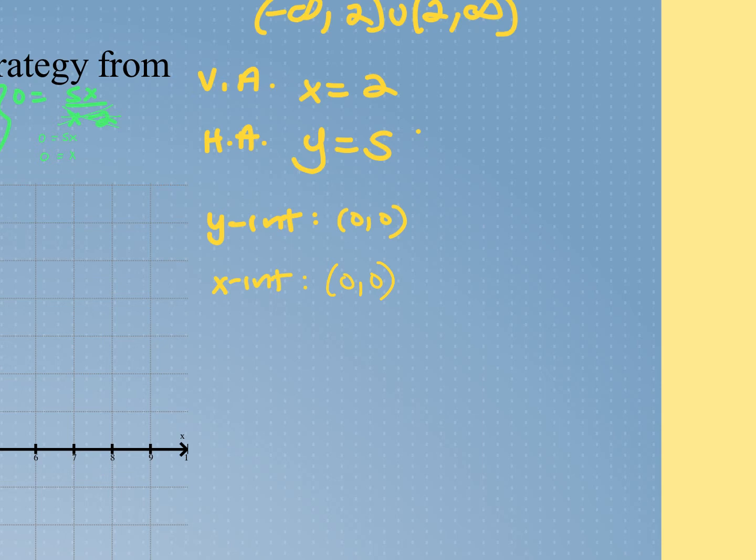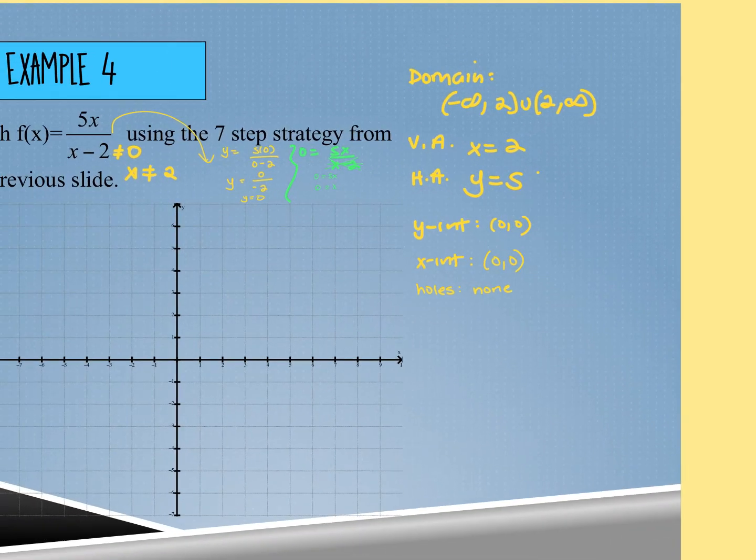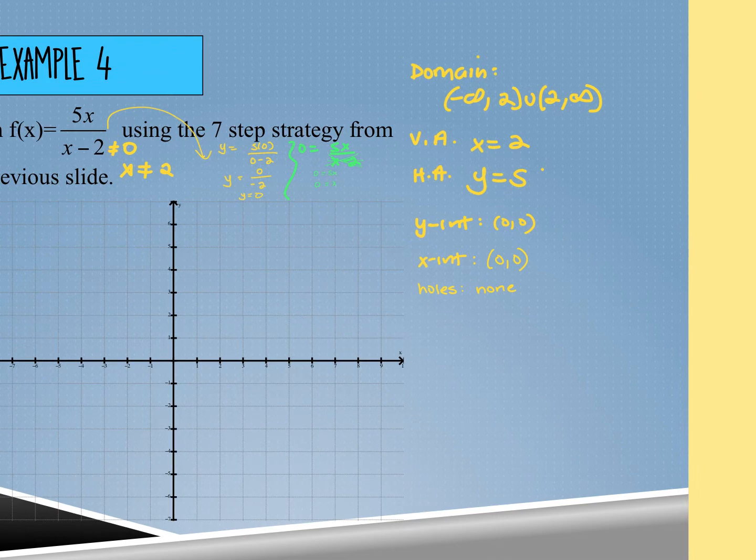We said already there's no holes. And the last thing would be slant asymptote, which we'll get to in a little bit. All right, so now we're going to plot all this information that we've got. We're going to make a vertical asymptote at x equals 2, which is a dashed line through 2. We're going to make a horizontal asymptote at y equals 5.